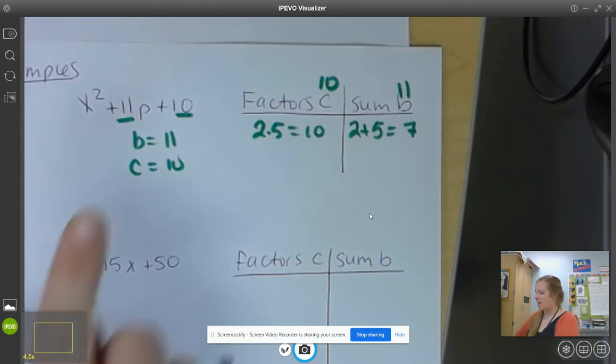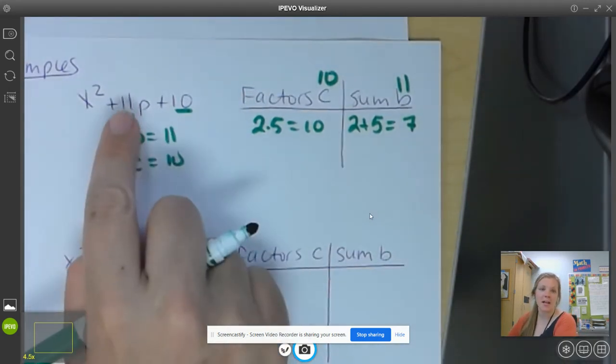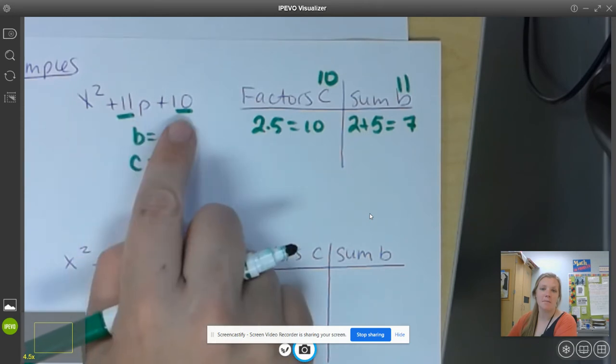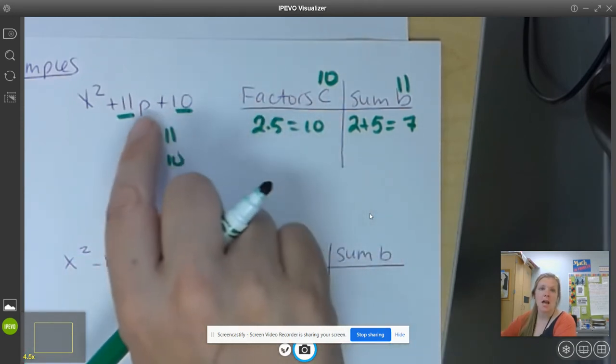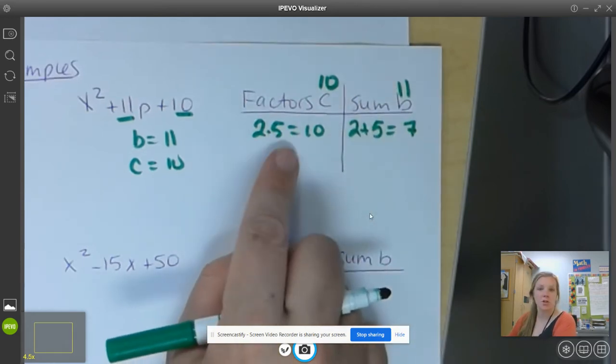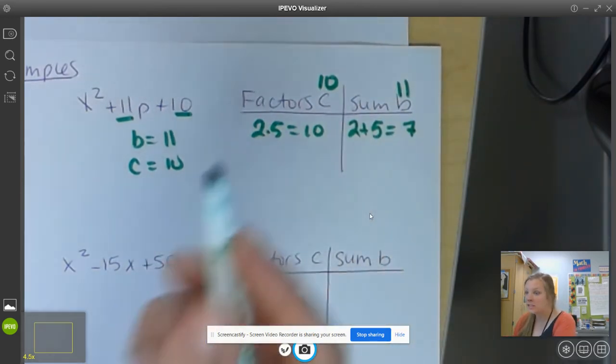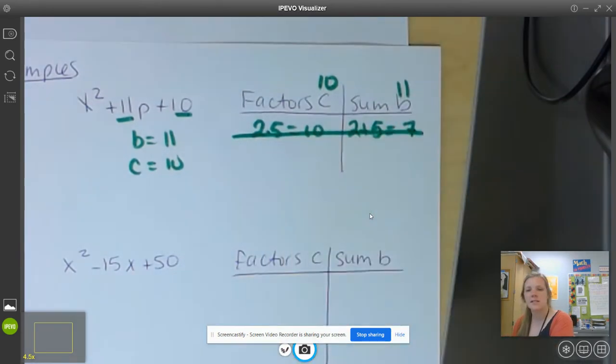We were saying that the B term is 11 and the C term is 10. So we're trying to find the things that multiply to be 10 and that they add to be 11. And so my first guess was 2 times 5, that's 10. But when I check, 2 plus 5 is not 11. So I know that's not right.